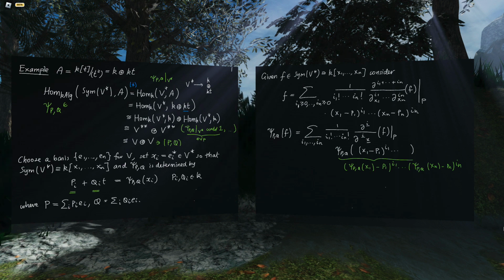But psi pq of x1 is just p1 plus q1t. And then I'm subtracting p1. So this is the sum over this multi-index I, over this exponential term, and then this derivative. And then, as I just said, psi pq x1 minus p1 is just q1t.